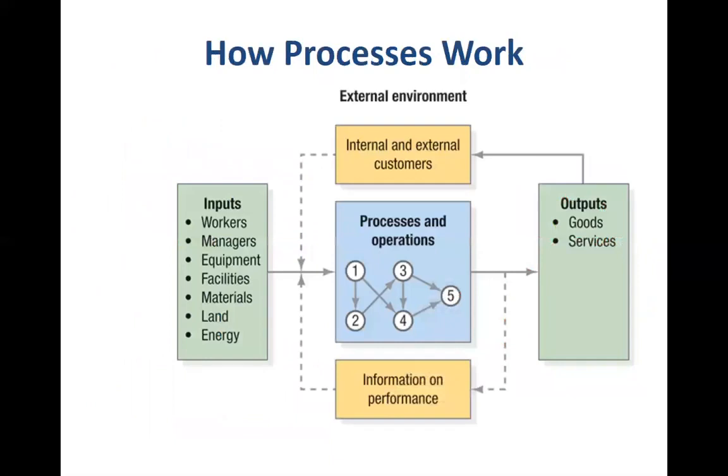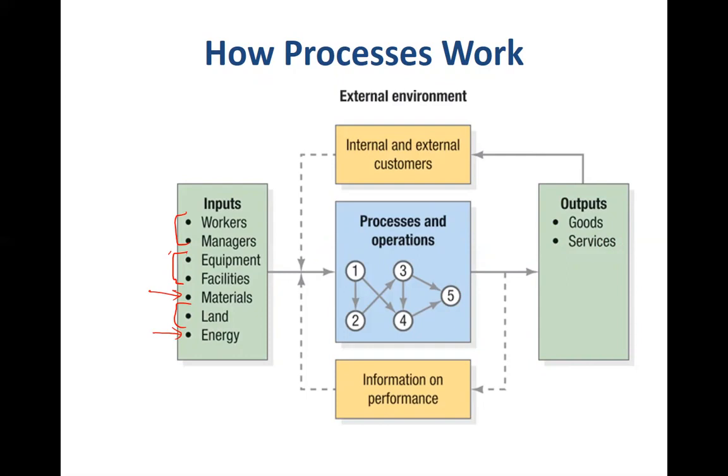Now, how do these processes work? In this figure, we have processes and operations at the core of this overall explanation of the way things get transformed from inputs to outputs. We have inputs which could manifest in different forms. It could be human resources like workers and managers, could be assets in the form of equipment, facilities, or land, could be materials and energy, which could be used to convert inputs to outputs.